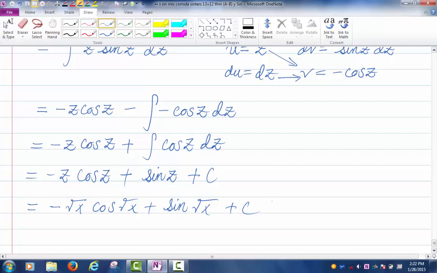In your homework, you will see you have a problem where you have some number multiplied with cosine of root x, and you do exactly the same thing. Is that okay? Any questions at all?